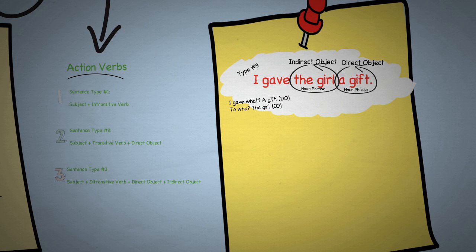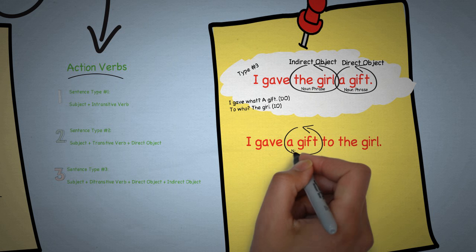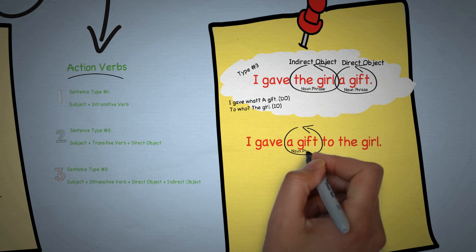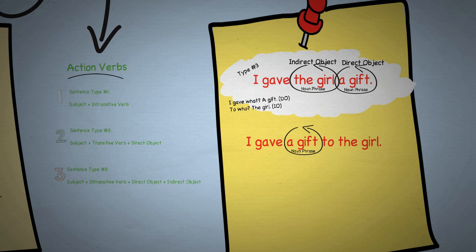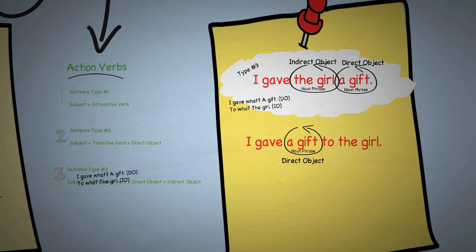Recall from our things to remember that an indirect object can actually occur in a prepositional phrase while a direct object cannot. In the sample sentence, I gave a gift to the girl, we see a noun phrase, a gift, followed by a prepositional phrase, to the girl. The action verb gave has a direct object, which is a gift. We know this because it's the only noun phrase following the action verb gave, and it answers the question, I gave what? I gave who? I gave a gift.